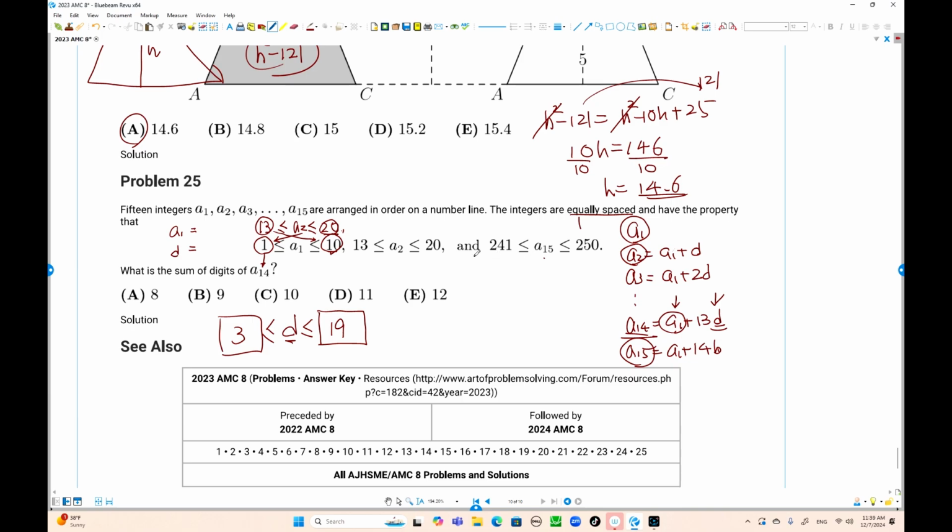Okay, another one. We have 3 over here, right? A15 minus A1 is 14D, isn't it? So 14D must be equal to how much? I'm going to delete this one and put this one here. A15 minus A1 is 14D, right? 14D. This is between 241 and 250.